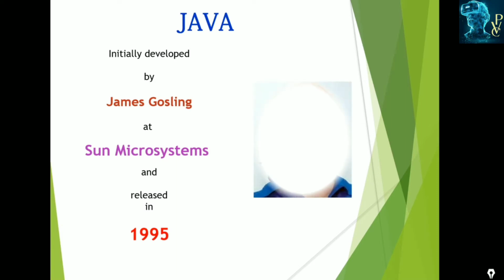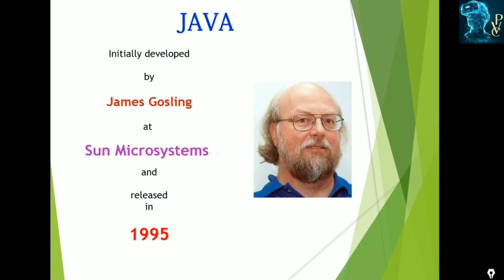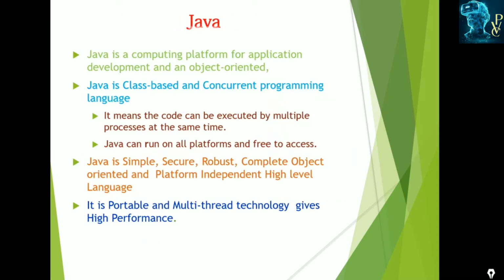Initially, Java was developed by James Gosling at Sun Microsystems and released in 1995. Java is a computing platform for application development and is object-oriented. We call Java class-based because in Java, everything is specified within the class only. Without the class, Java is nothing. So, we are specifying everything in Java within classes, so we call Java a class-based programming language.